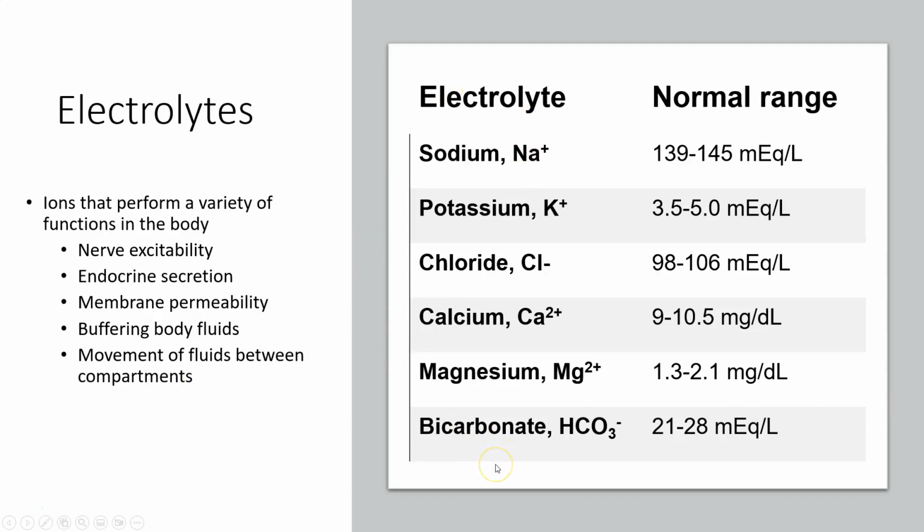This chart shows common electrolytes that are measured clinically. Remember that all of the electrolytes that we measure in the clinic are looking at our plasma or our blood values, and so we're looking at the extracellular fluid. And again, it's important to remember the concentration of our electrolytes, as movement of these electrolytes is often driven by the electrolyte concentration.